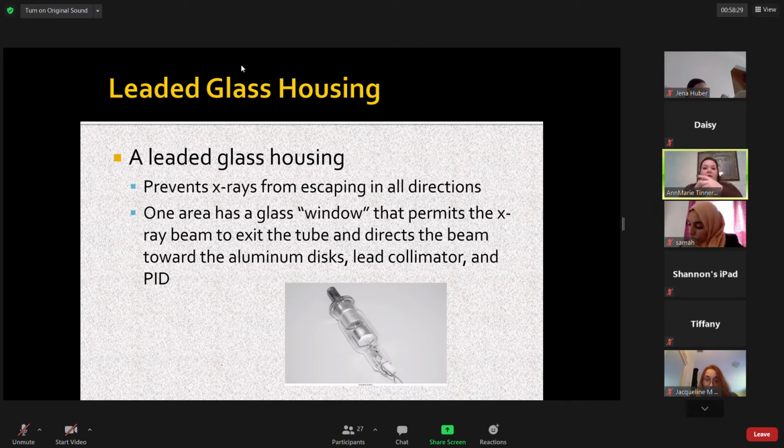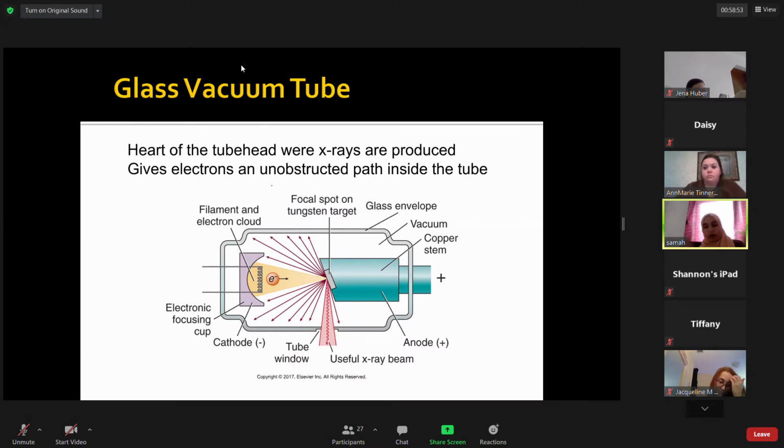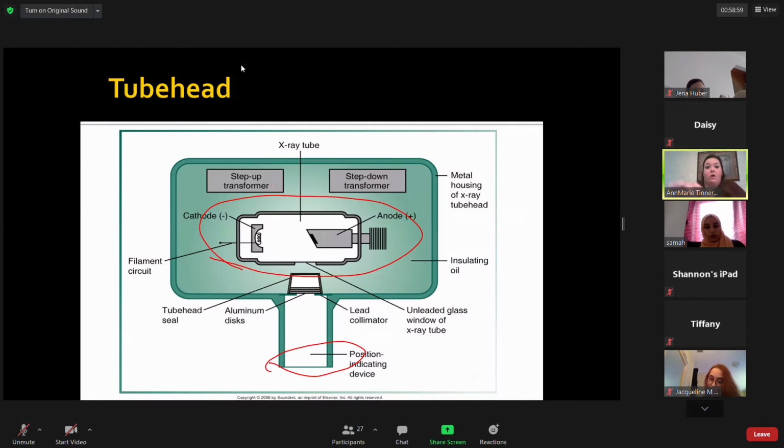There is one area of a glass window that permits the X-ray beam to exit from the tube, and then it helps to direct the beam towards the aluminum disc, the lead collimator, and the PID, which we talked about a couple slides ago. All right, so these all work to constrict the beam, but first it's coming from this glass window or housing, okay? Is the glass window the space that you pointed out previously? This is all part of this section here in the middle. Yeah, this glass vacuum tube is located within the tube head.